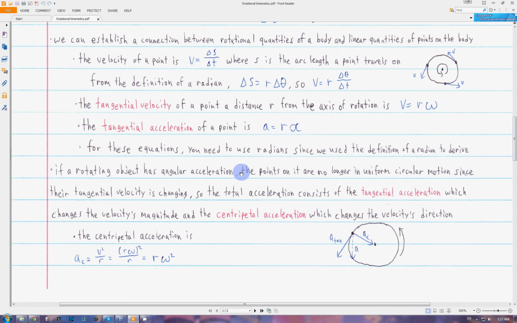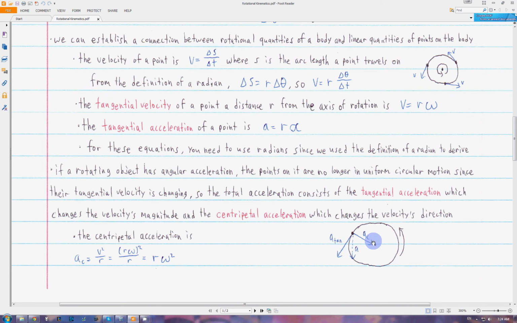And so remember, when you studied circular motion, you learned that the acceleration of the object is called the centripetal acceleration, and it always points to the center of the circle. But if we have a rotating object with angular acceleration, the points that are moving around are no longer in constant velocity, which means they aren't in uniform circular motion anymore, because the velocity is changing magnitude as well as direction.